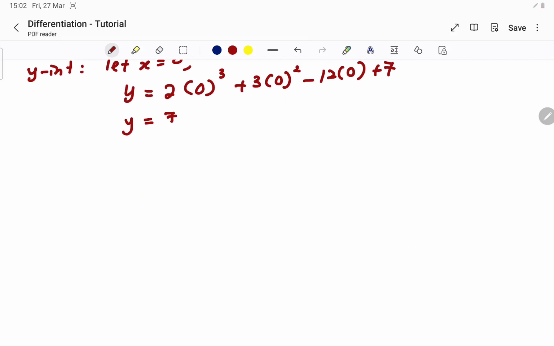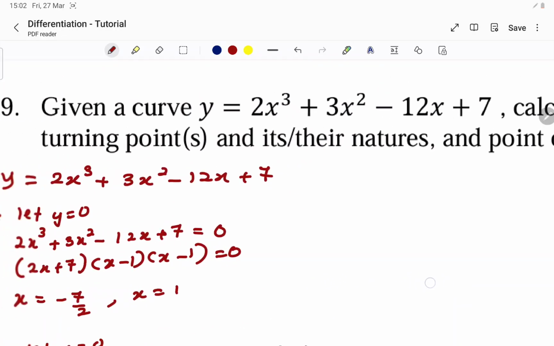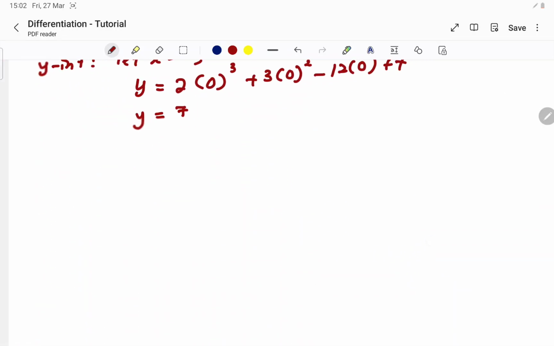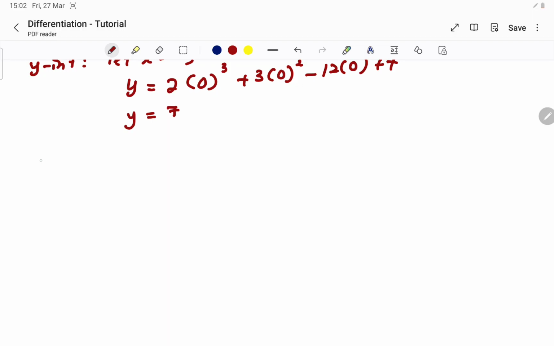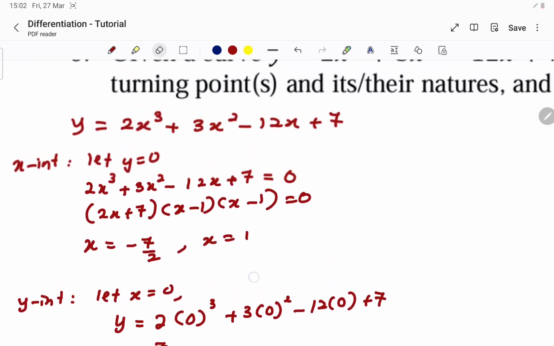So now you have to find the turning point and its nature. To find the turning point, differentiate first. So you have y, differentiate to get dy over dx. I've copied the value of y first.